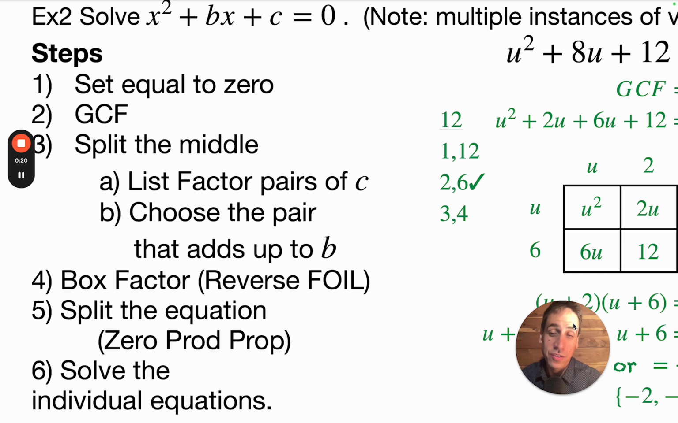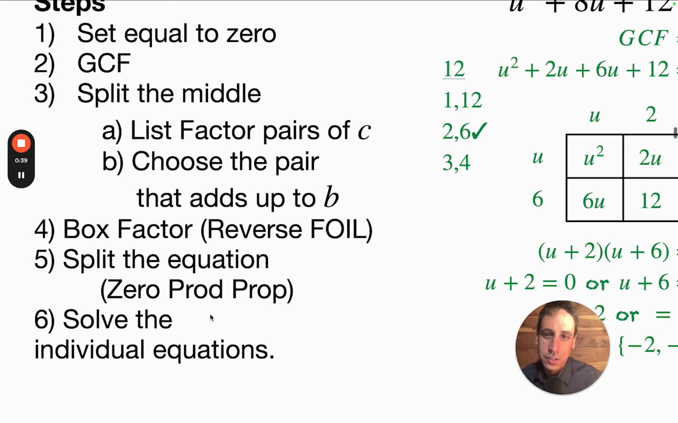Last video, we set things equal to 0. We found the GCF. We split the middle, and by splitting the middle, I mean we list the factor pairs of the C term. We chose the pair that adds up to B. Then we box factored, which helps us reverse the FOIL. We split the equation with the zero product property, and we solve the individual equations.